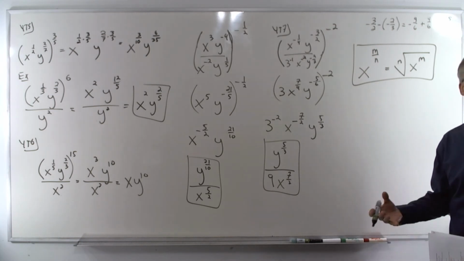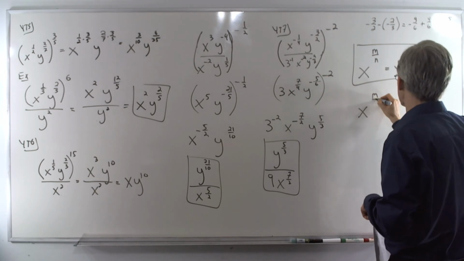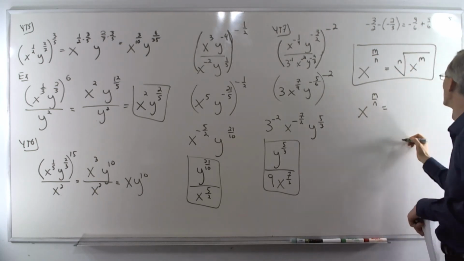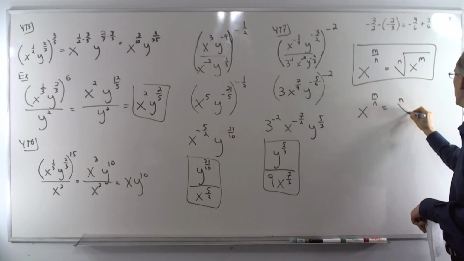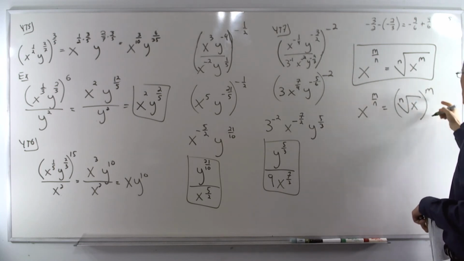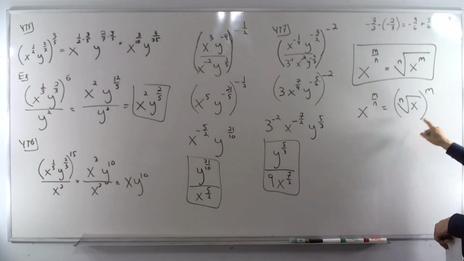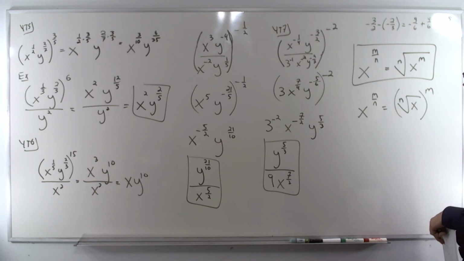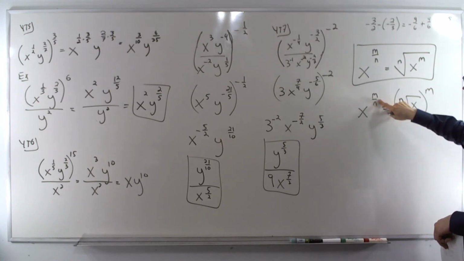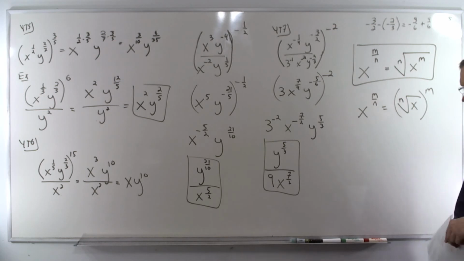And then there's one other way we can write it as an alternative. x to the m over n equals the nth root of x, and then put the exponent on the outside. Right, these two things mean the same thing, and they both mean this. So a fractional exponent is just another way of writing a radical.